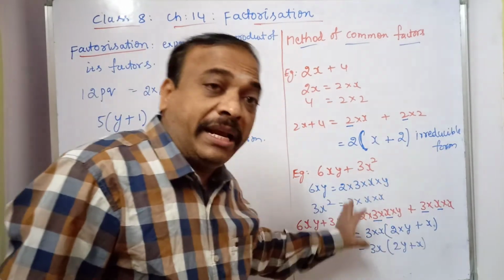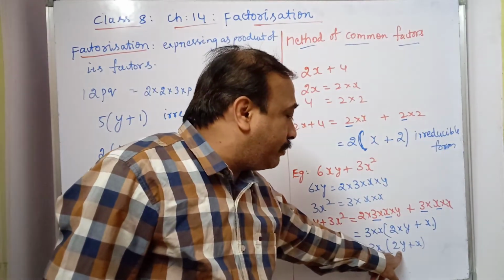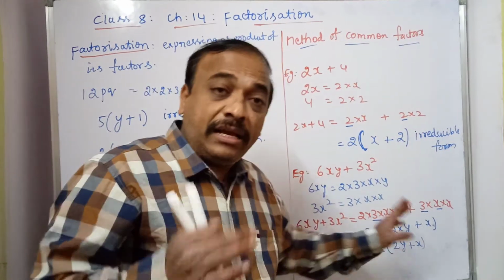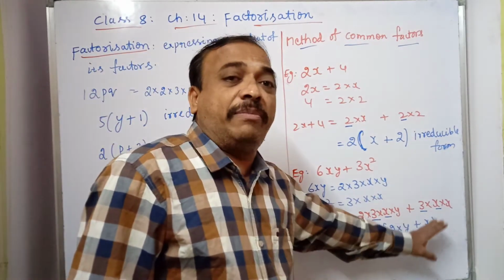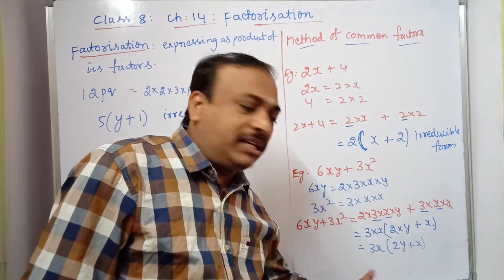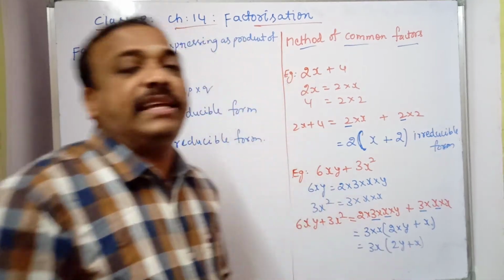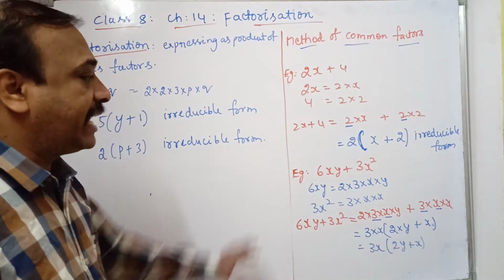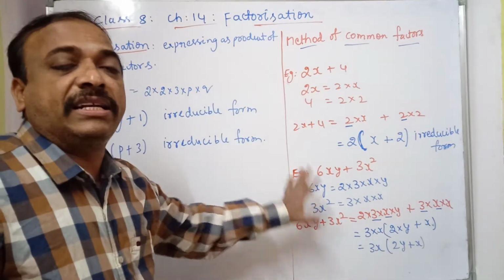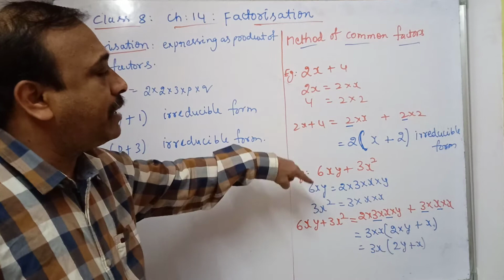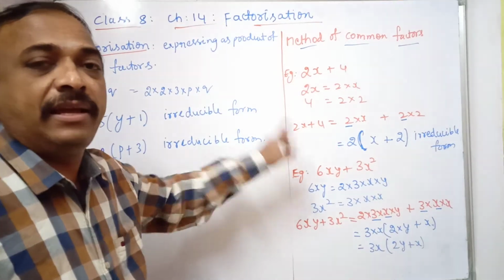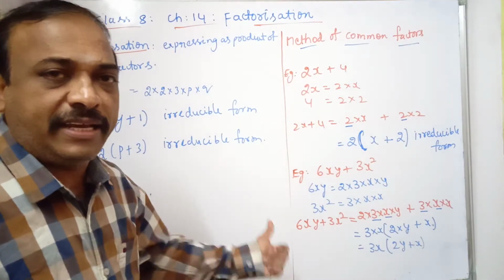You may ask, sir, here 2 into y. That is 2 into y after factorization only. Further it cannot be expressed. Can you take out any common term in this again? So that is irreducible form. Taking common factors, the method of common factors for the algebraic expressions. Is it clear?